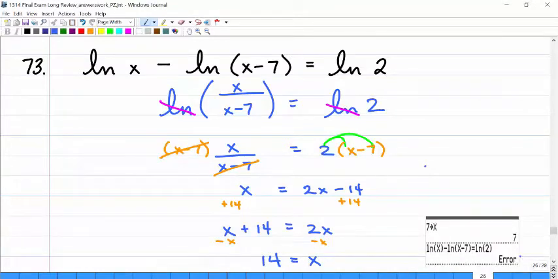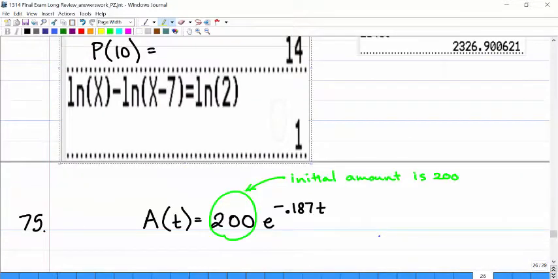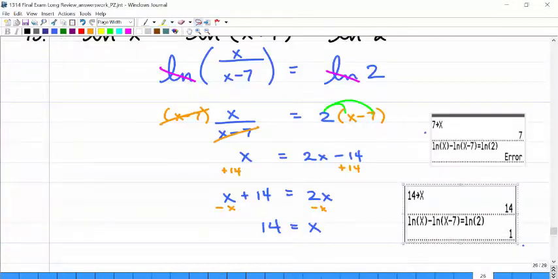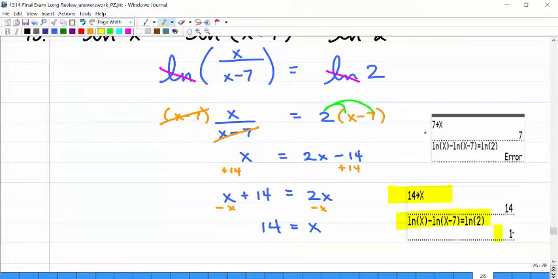Okay, continuing on, I get x equals 14. The reason I apologized, over here on the right hand side, I had stored 7 for x for some reason. And when I tested it and said ln of x minus ln of x minus 7 equals ln of 2, I got an error. So that told me that x equals 7 was not a solution. But when I typed it in again to my calculator, and this time I actually typed in 14 for x and typed in my equation, I got that it was true. So x equals 14 is a solution to that equation.